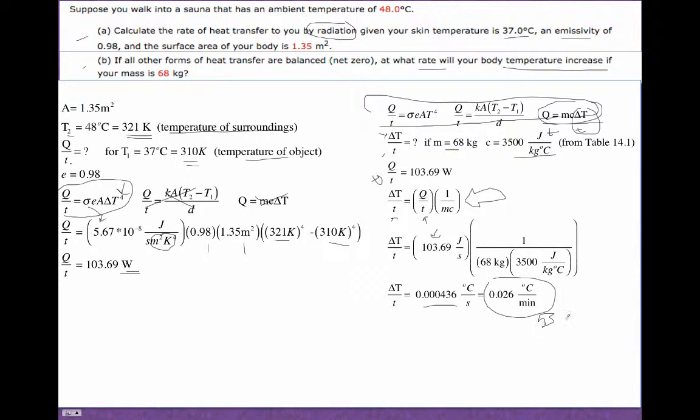If you want to change that to Fahrenheit and figure out how fast your body temperature goes up and how long you should stay in a sauna, go for it. And that is the end of the last video notes for this chapter and the end of the 3 worked problems.